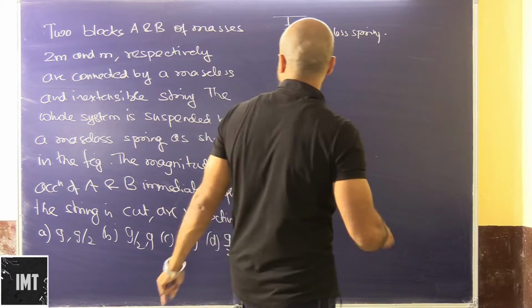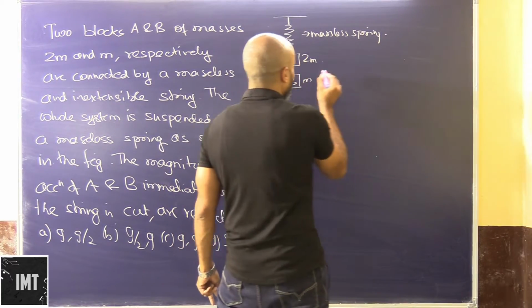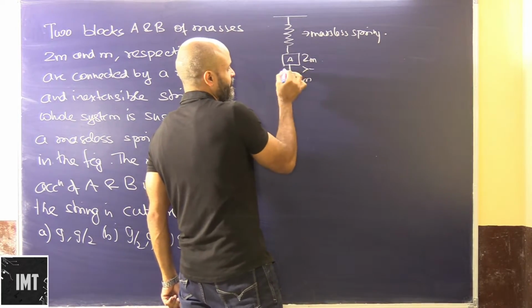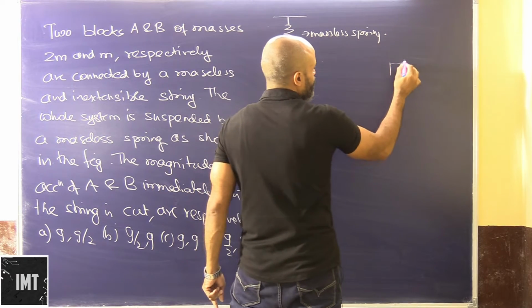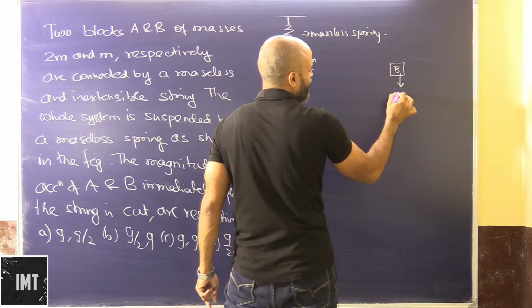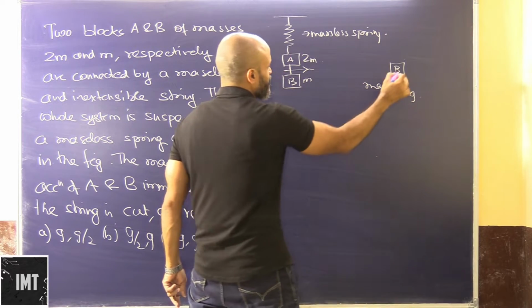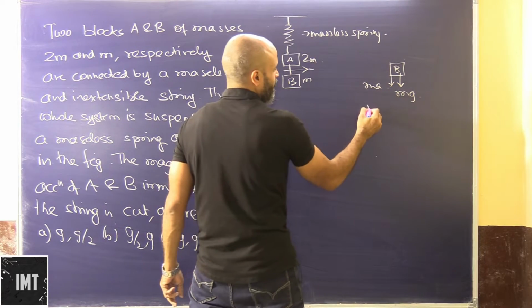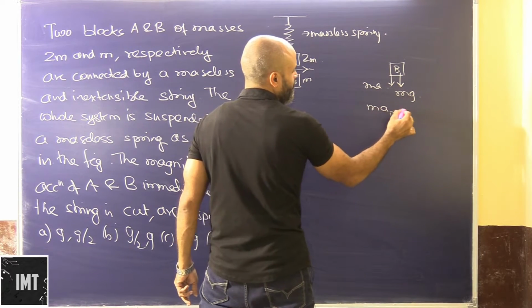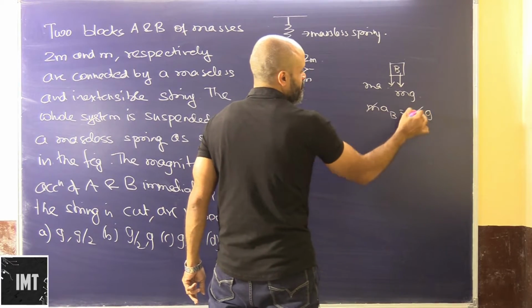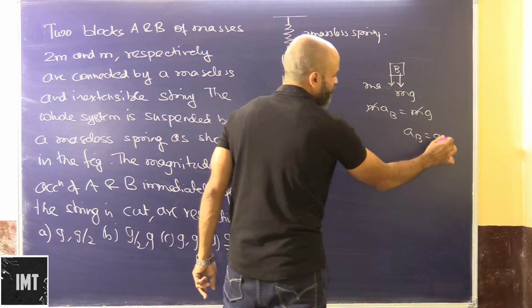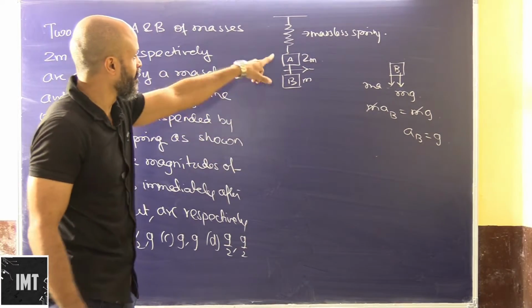So let's first look at this B. The moment you cut this, the moment we cut it, okay, so B will have a force of mg. Obviously the force will be ma, and this is how much? So ma of B will be equal to mg. So this means acceleration of B will be equal to g. Now let's come to this one.